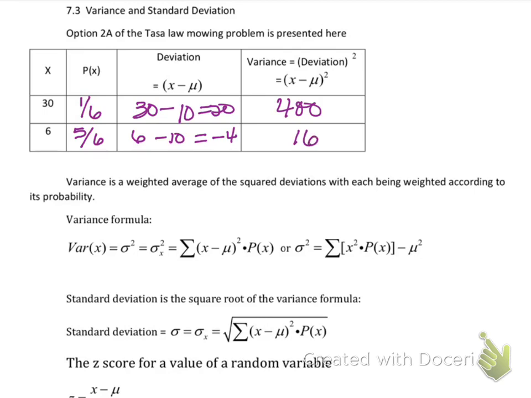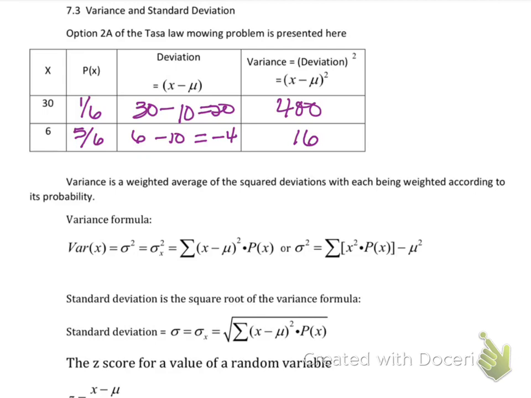All right, so if you are 4 units either up or down from the mean, your variance is going to be 16. If you are 20 units either up or down from the mean, your variance is going to be 400 since you have squared the terms.